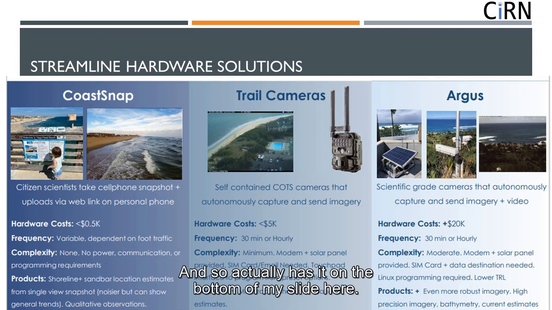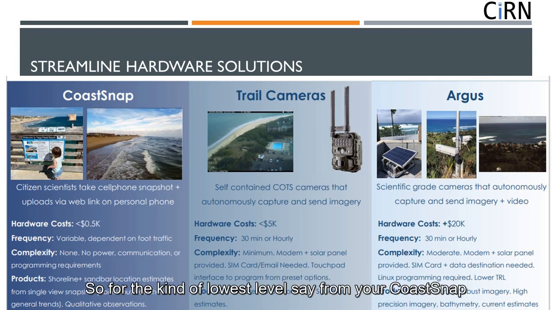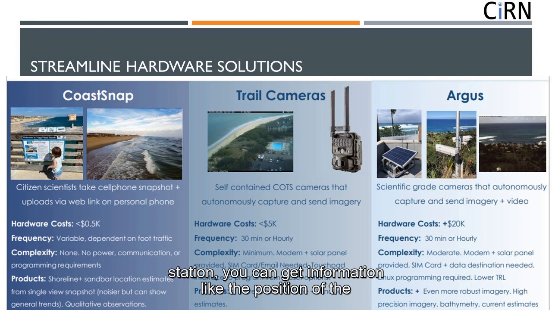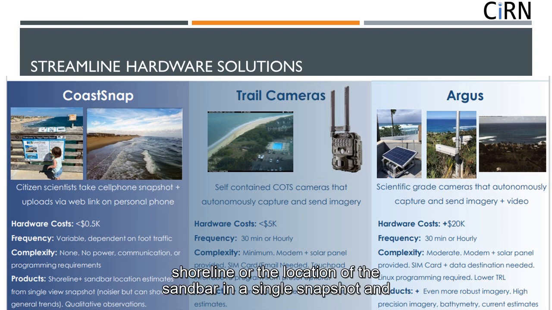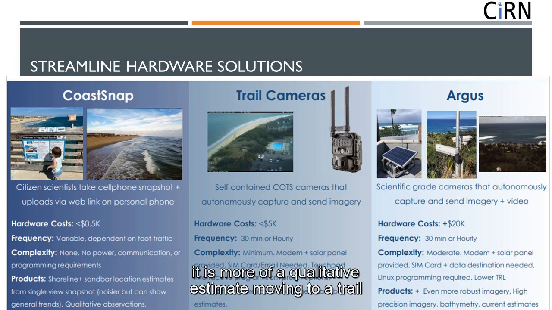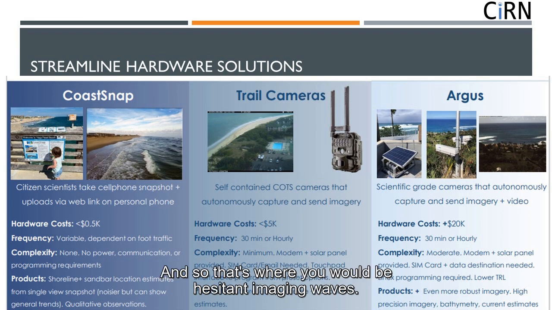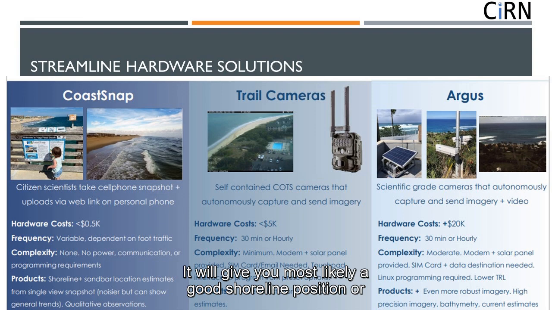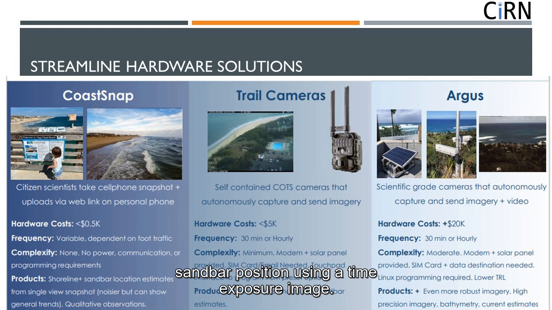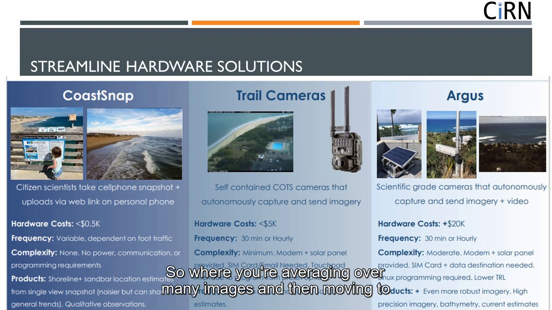Yep, thank you. I actually have it on the bottom of my slide here. For the lowest level, say from your CoastSnap station, you can get information like the position of the shoreline or the location of the sandbar in a single snapshot, and it is more of a qualitative estimate. Moving to a trail camera system, that's going to have the rolling shutter, so you would be hesitant imaging waves. It will most likely give you a good shoreline position or sandbar position using a time exposure image, where you're averaging over many images.